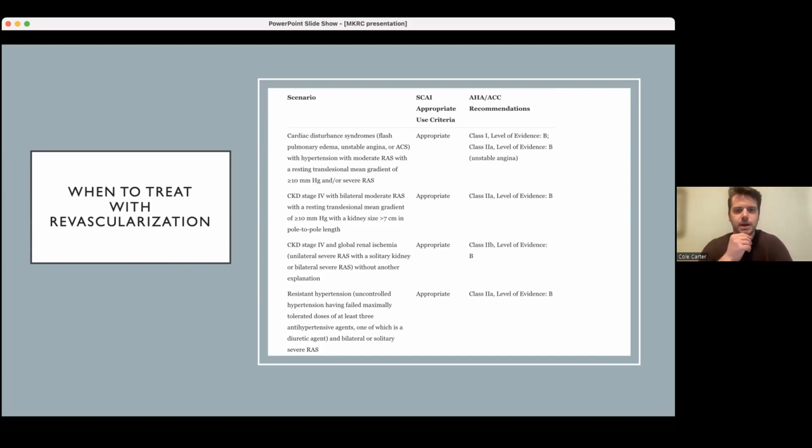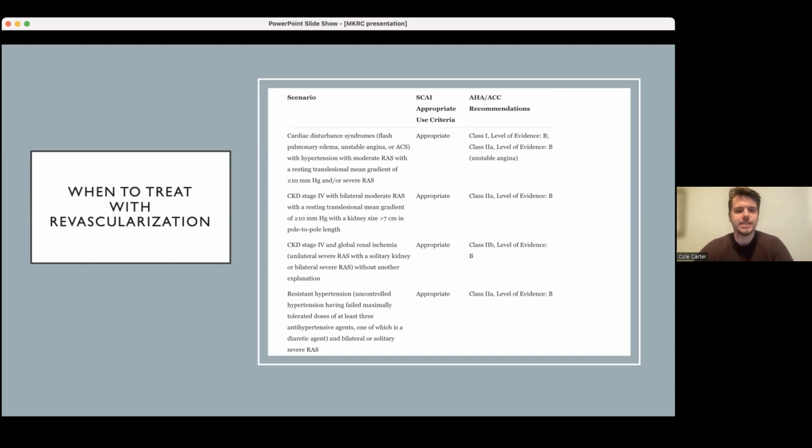So the first one we've talked about a little bit: cardiac disturbance syndromes like flash pulmonary edema, unstable angina, or ACS, with hypertension and moderate renal artery stenosis, with a resting translesional mean gradient of greater than 10 millimeters of mercury. The next scenario: CKD stage 4 with bilateral moderate renal artery stenosis with a resting translesional mean gradient of greater than 10, with kidney atrophy, with a kidney size of about 7 centimeters.